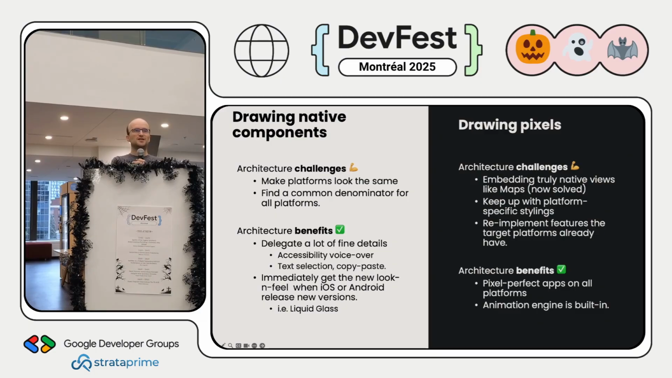Now you might have updated your phone recently and seen Liquid Glass. With a React Native application, for example, it would be much easier to get Liquid Glass across the board, rather than if you were drawing pixels on a canvas, where it would need to be re-implemented within that framework. And on the opposite side, with drawing pixels, it's easier to be the same across the board if that's what you're looking for for your brand, and keeping things in sync is also much easier to do.